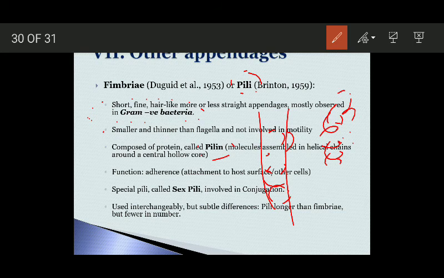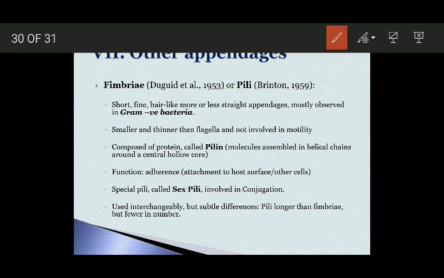I will repeat these things. The fimbriae or pili are composed of a protein called pilin. Several molecules of pilin get assembled in helical chains and they enclose a hollow core inside. Now the function of fimbriae or pili. The main function of these appendages is adherence. It means they help the bacterial cell to get adhered to the host surface or some other cells.